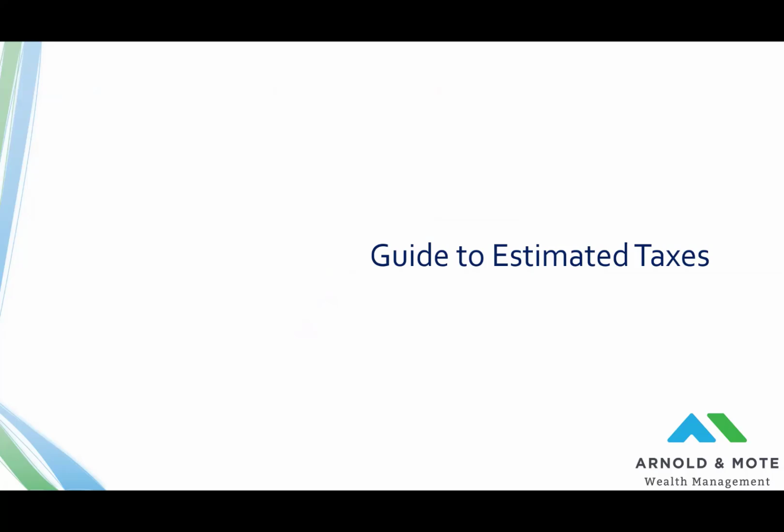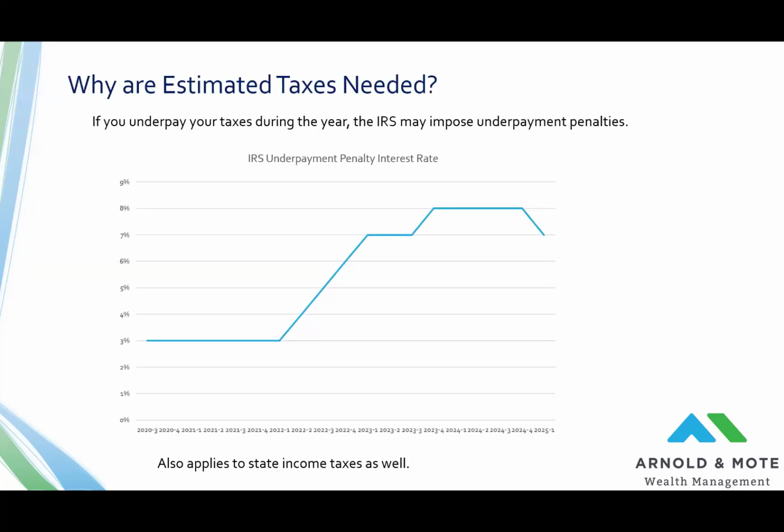Our webinar this month is on estimated, or sometimes called quarterly, taxes. And there's a few things we commonly hear from clients and prospects as we review their tax return. And the big one is, why do I see a penalty on my tax return? You may not have seen that in the past, or it just might now be big enough of a number that it's catching your attention.